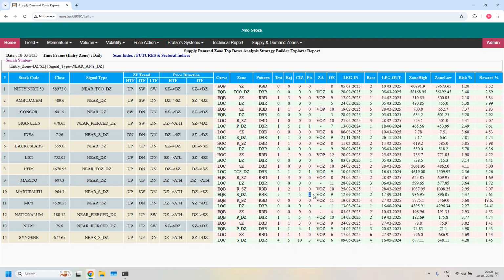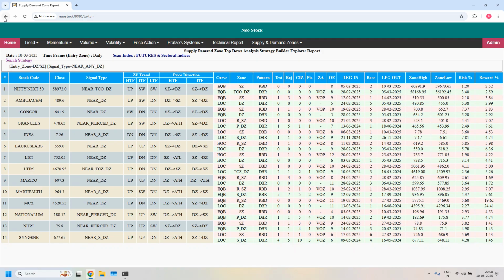Max Health, it is a Pierce demand zone. You can't use it for HLQ zone strategy. Only Pierce zone strategy you can use. Shenzhen is also having a Pierce zone. You can't use it for HLQ zone. So only one valid high liquidity daily demand zone we identified from this list. Those who want to apply Pierce zone strategies, you can use either Shenzhen or Max Health or both.